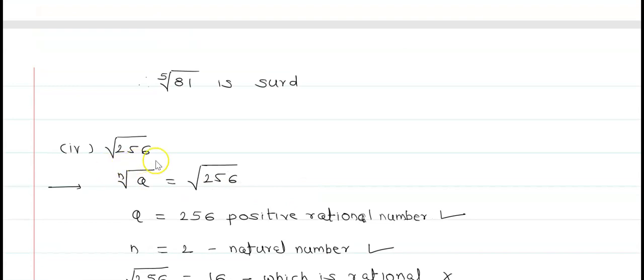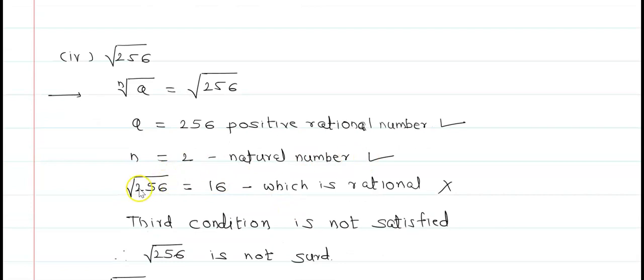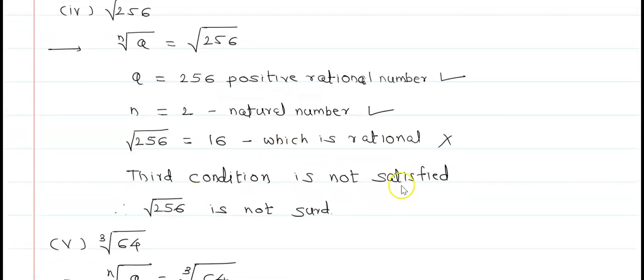Now the square root of 256. Here the radicand is a, which is a positive rational number, and the order is 2. It's a natural number, it is correct. But what is the square root of 256? That is equal to 16, which is a rational number, and the third condition is not satisfied. Therefore, root of 256 is not a surd.